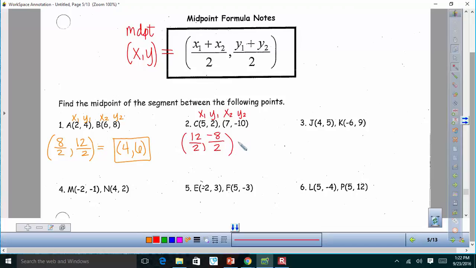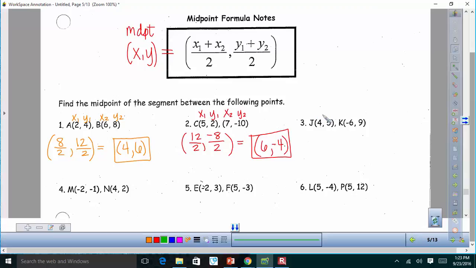What is 2 plus a negative 10? Negative 8. Okay, so all I have left is to reduce those. So 12 divided by 2 is 6, and negative 8 divided by 2 is negative 4. So that would be my midpoint of those 2 endpoints. Okay? Any questions so far? Okay, let's look at 3.